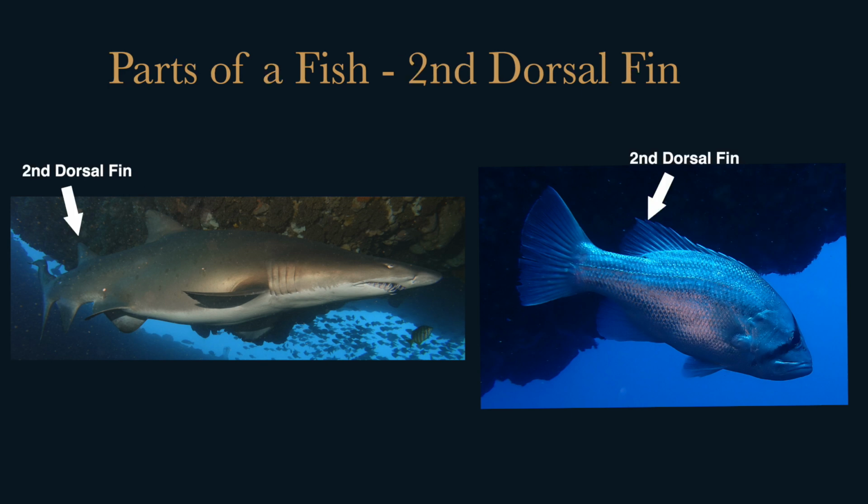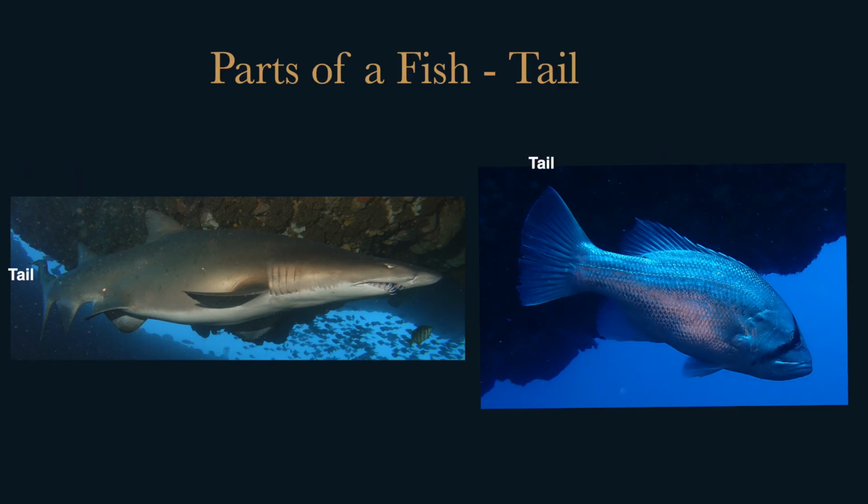The second dorsal fin does similar and helps provide lateral stability, side-to-side stability, for the fish. In most fish, the tail provides the main forward thrust for the fish, although some, like wrasses, use their pectoral fins instead for cruising. The shape of the tail varies a lot with the design of the fish.